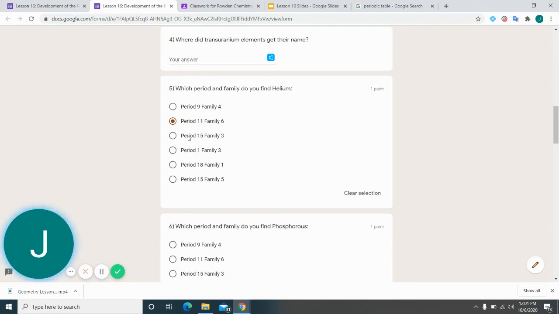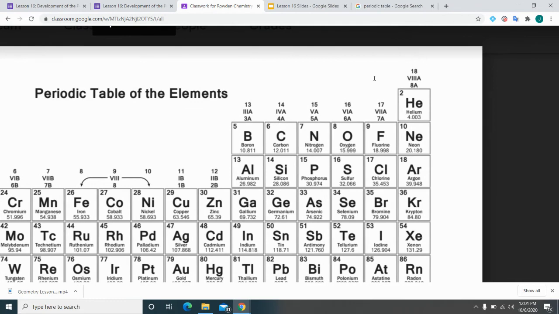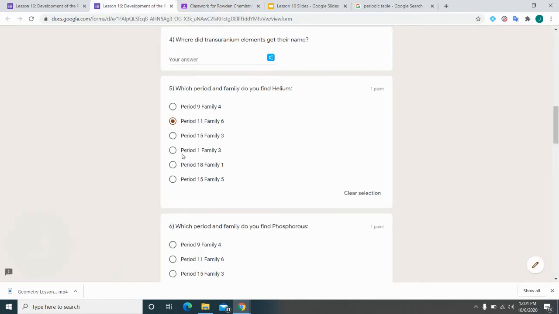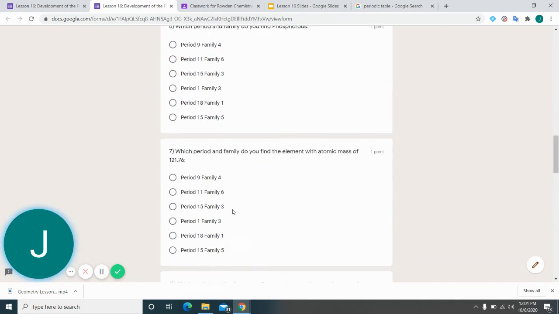So imagine right here it says family, and right here it says period. Helium is all the way over here in family 18, period 1. So that's why it's a typo. You should pick this one right here. It's going to say family 18, period 1 by the time you get it. I'm going to fix all of those. So really for these, you're just going to find them and say what family and period they're in.